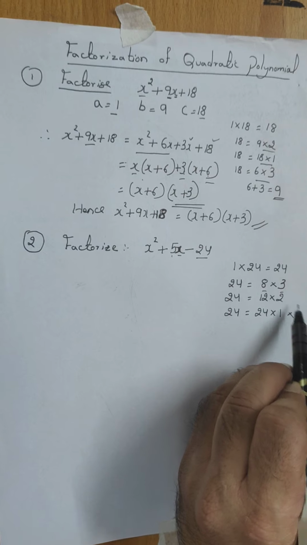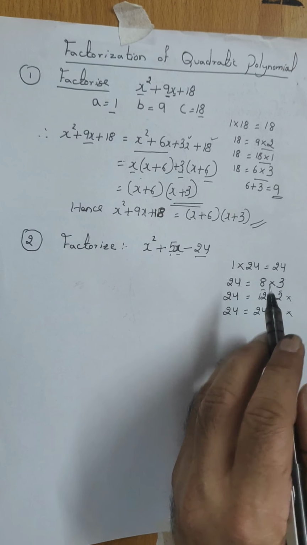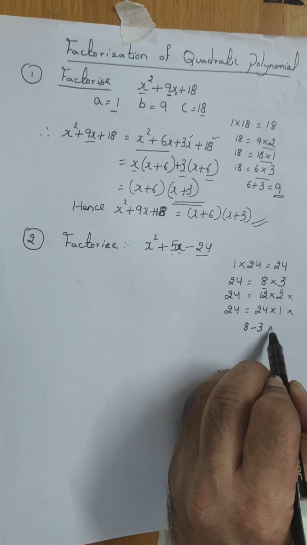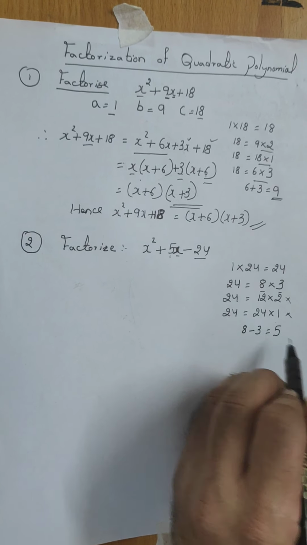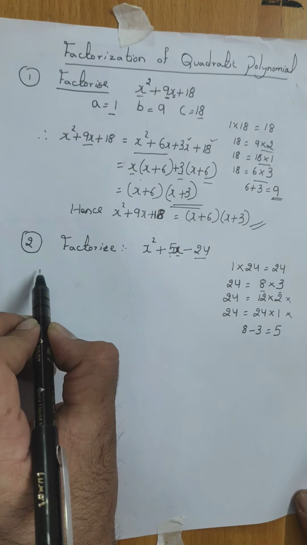This is not possible. This is also not possible. Now see, 8 and 3. If I do the subtraction, I am getting 5, because 8 minus 3 is 5. So here I'll write the same thing.